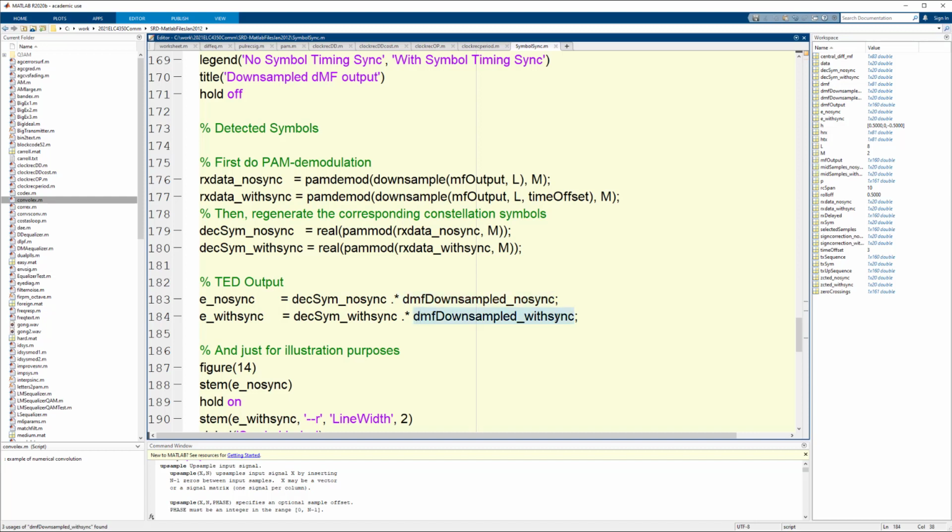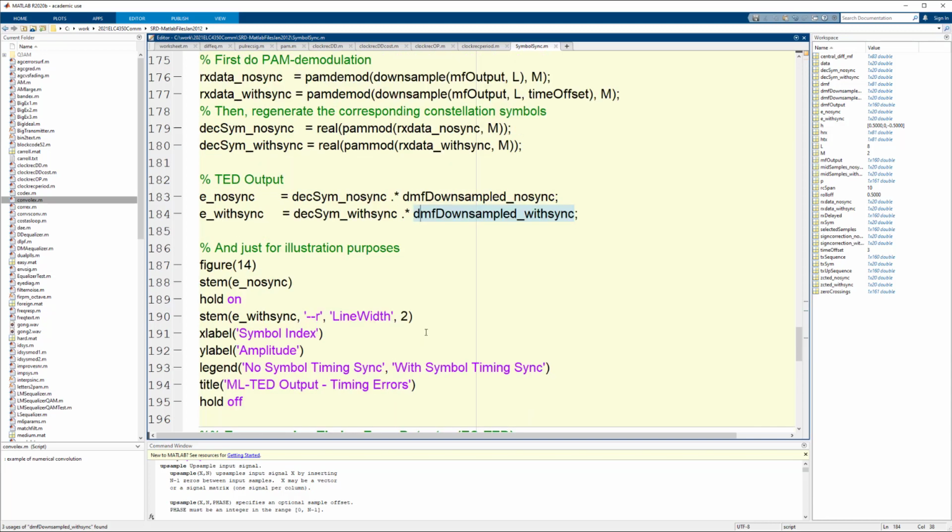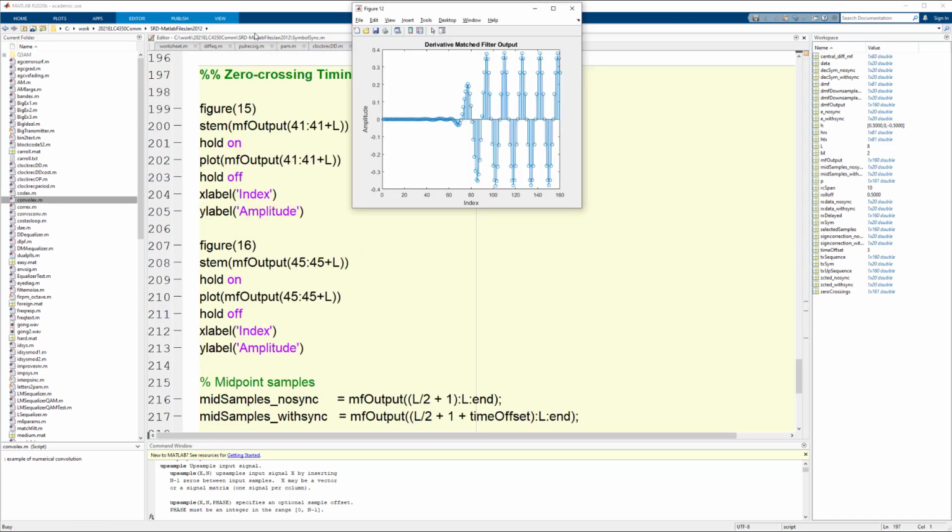As a matter of fact, with synchronization, the DMF downsampled output will be 0, and then you multiply by the detected symbol, that will give you a 0 error. In figure 14, we plot out those two error outputs, the non-synchronized error, compared with the timing synchronized error, which should be 0, that is plotted in color red. So let us run this portion of the code.